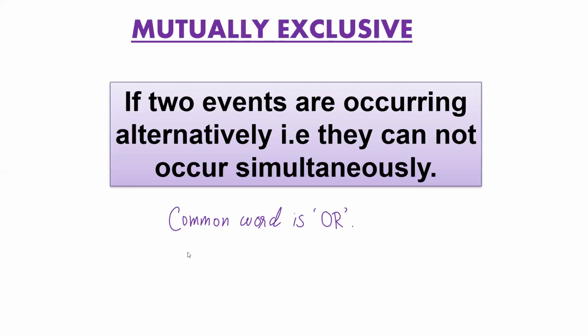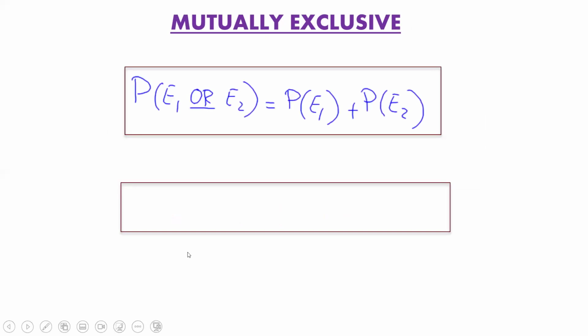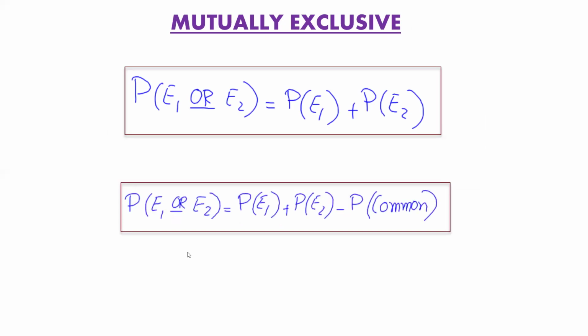Two events are occurring alternatively, they cannot occur simultaneously. So what's the first formula? The first formula says probability of event 1 or event 2 is equal to probability of event 1 plus probability of event 2. This is the case of OR. Another special case is there: E1 plus E2 minus probability of common.